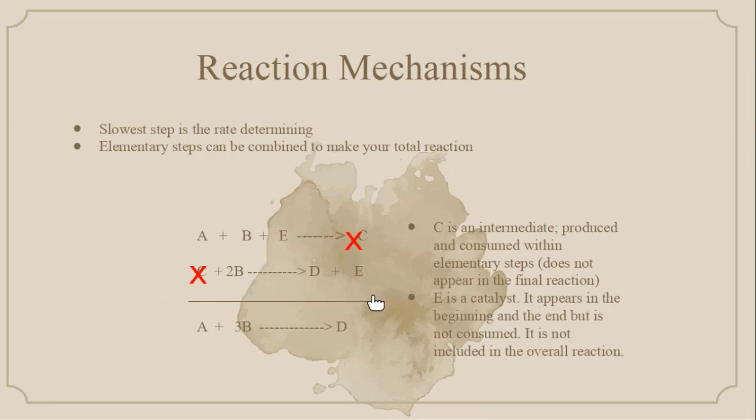E, however, is a catalyst. And we know E is not an intermediate, but a catalyst because we start with E. And unlike C, E ends up in the end too. You don't use up a catalyst. A catalyst remains. We don't want a catalyst to be in our final reaction.